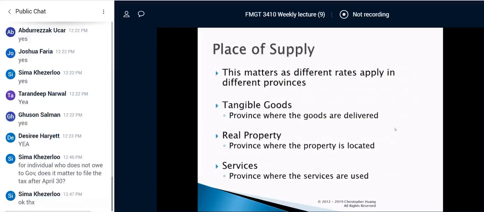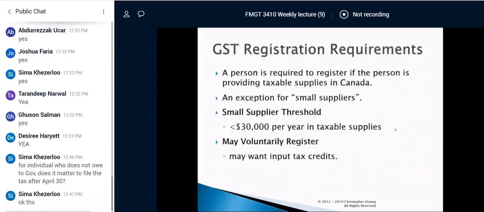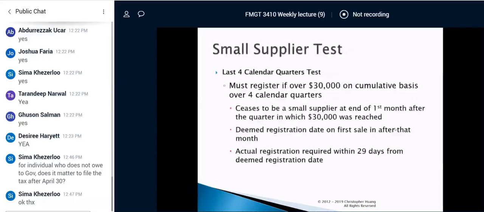If it's real property, then you look at where it's located. So again, if you buy real property in BC, then GST is at 5%. You don't do HST. If you're buying property in Ontario, regardless of where you're located, then it's HST. Okay, and again, for services, it's based on where the services are used. And finally, GST, again, the magic number is 30,000. So if you have 30,000 per year in revenue, then there's a requirement to file for GST. Okay, so these are the rules.